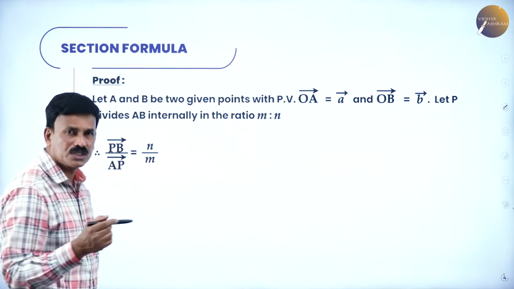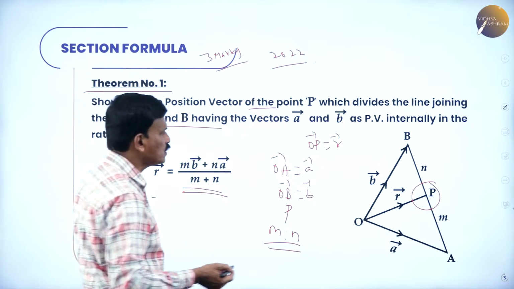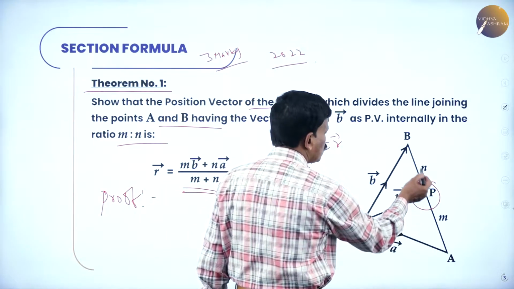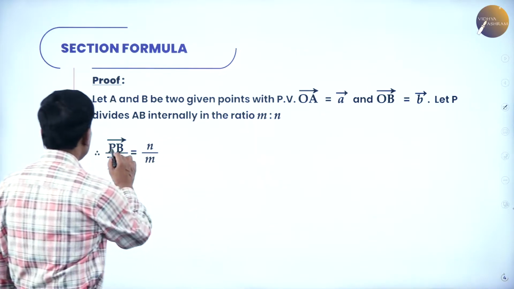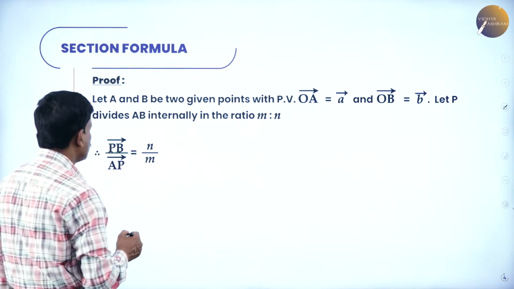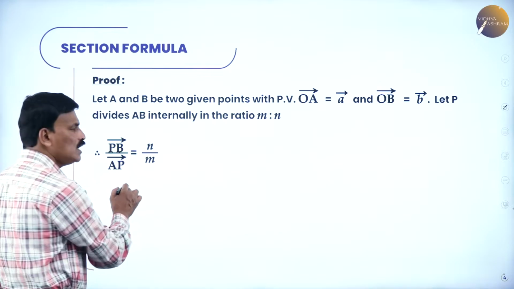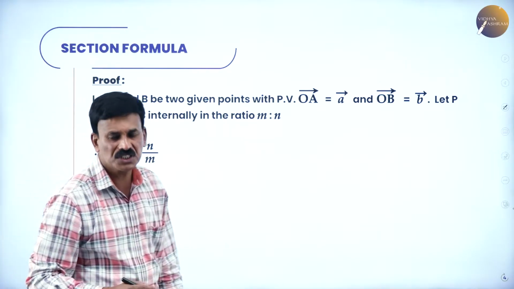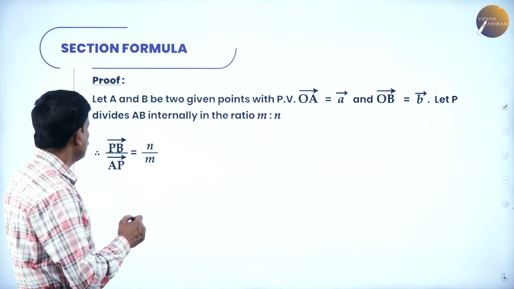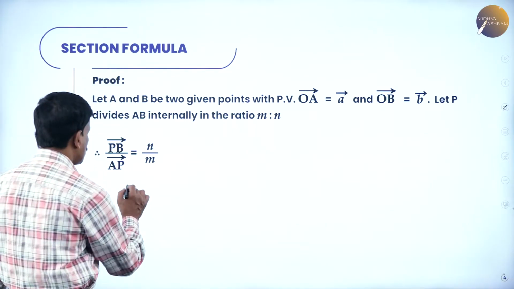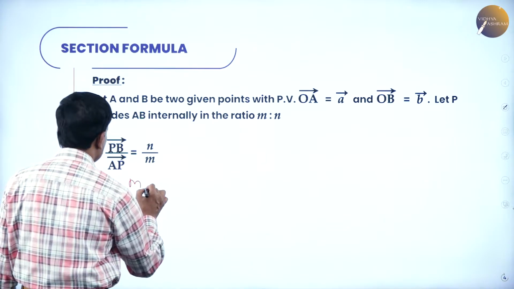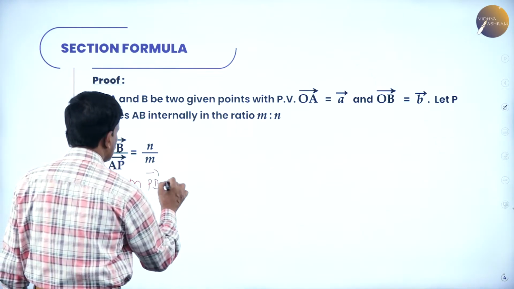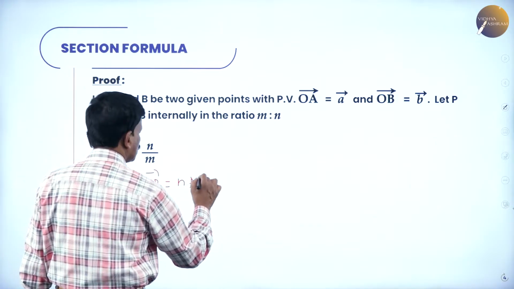From the figure, we can write PB divided by AP vector is equal to n by m. So PB by AP is equal to n by m means, cross multiply, m into vector PB is equal to n into vector AP.